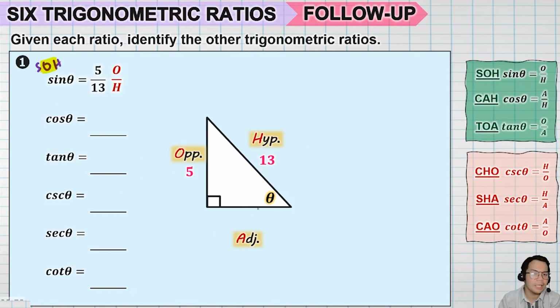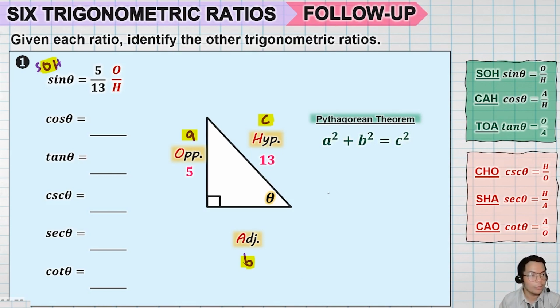Ang kailangan na lang naman natin diyan i-identify is yung value ng adjacent side. But how do we identify that side? We can use the Pythagorean theorem. We can set the two legs as a and b, katulad ng ginagawa natin before, and then we set our hypotenuse as c. And then after that, we substitute it to a squared plus b squared is equal to c squared, wherein since a is equal to 5, we substitute 5 there, and then c is equal to 13, kaya siya magiging 13 squared. And then simplify lang natin to solve for the value of b or the adjacent side.